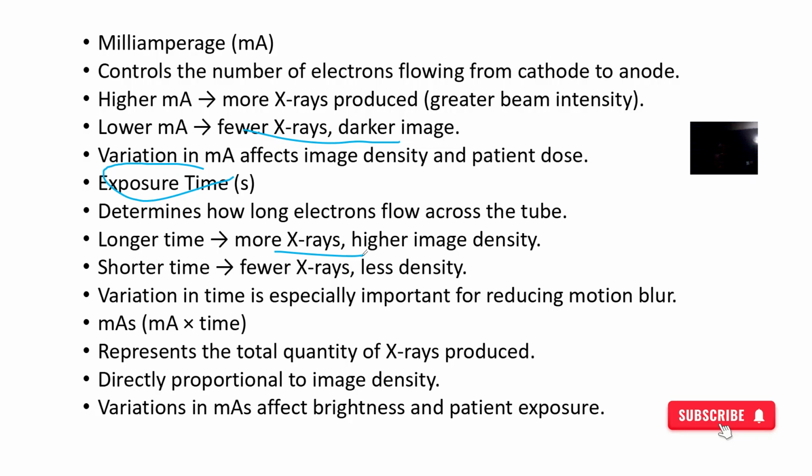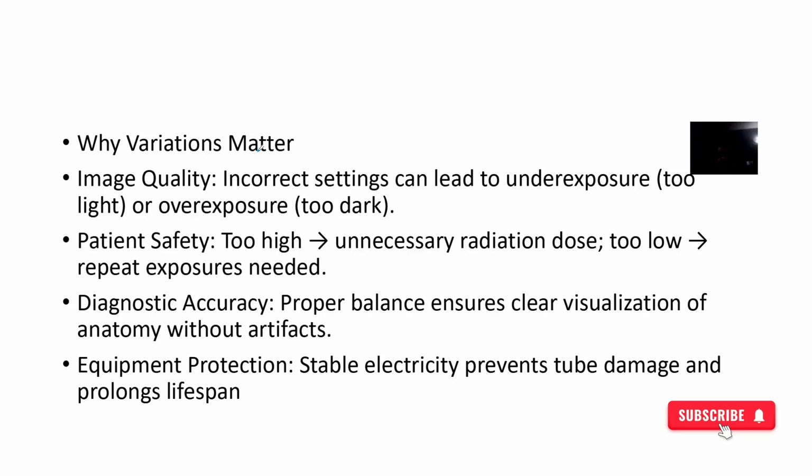All these things, you consider them based on what you want to diagnose. So MAS is basically, it represents the total quantity of X-ray produced, directly proportional to the image density. So why this variation matters is image quality. So incorrect settings can lead to underexposure or overexposure.